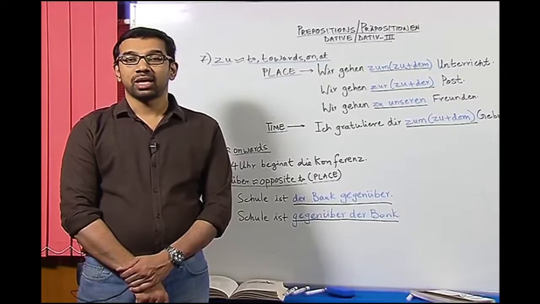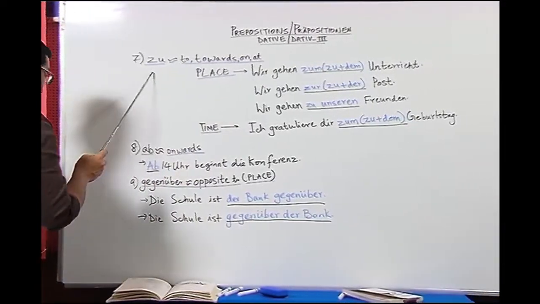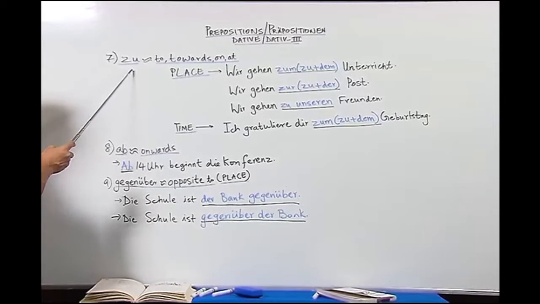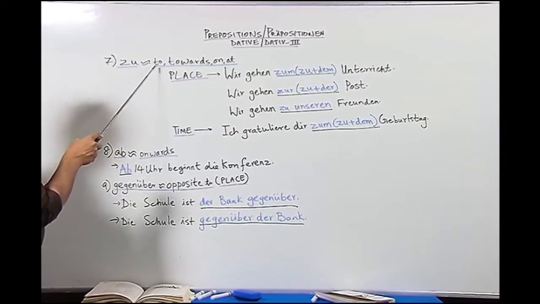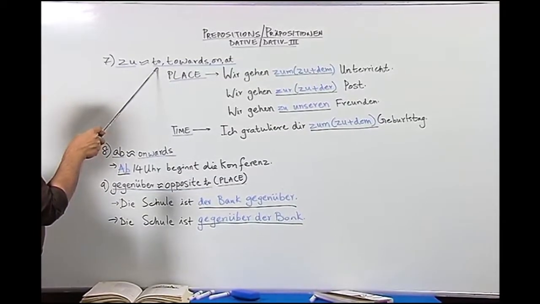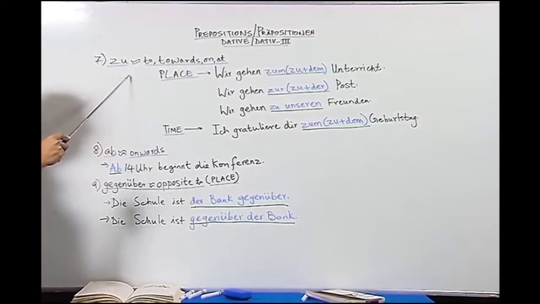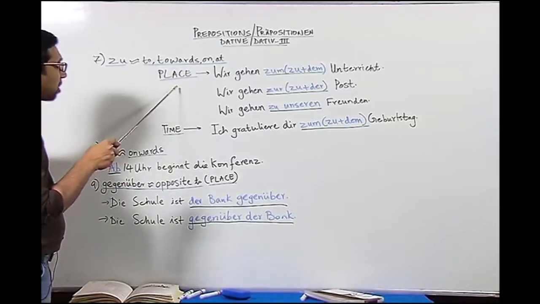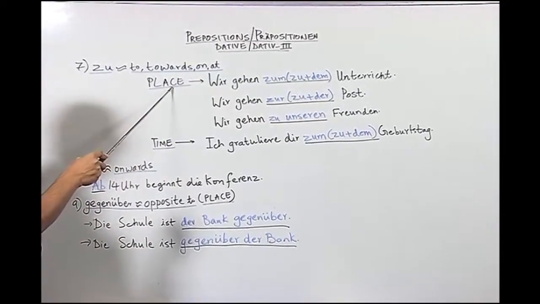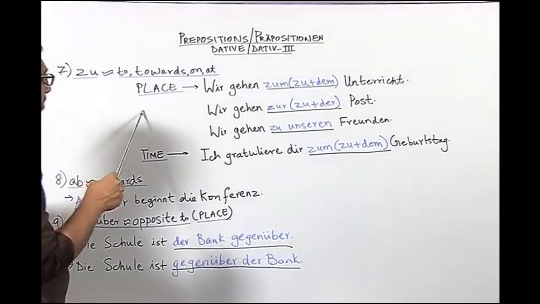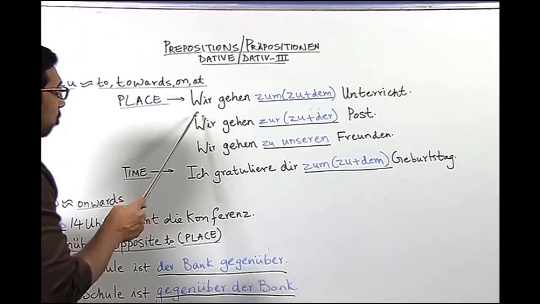Now, let us look at the other prepositions in dative. We have now here 3 more prepositions which are basically used in dative. They are zu, which roughly in English has got many meanings like to, towards, on, at. The preposition zu is basically used in the context of place or time. Now, it is used in the context of place when there is a movement from point A to point B. The preposition zu is basically used with verbs which show a movement.